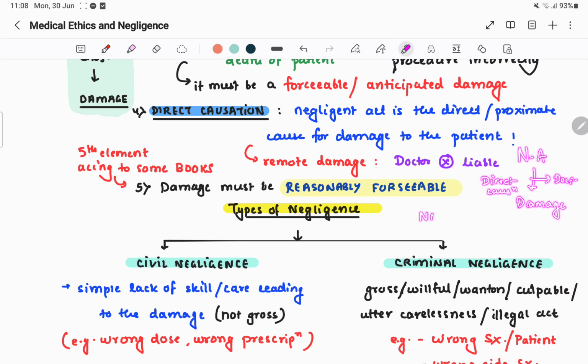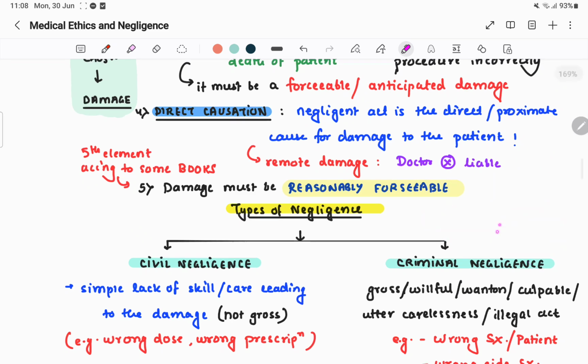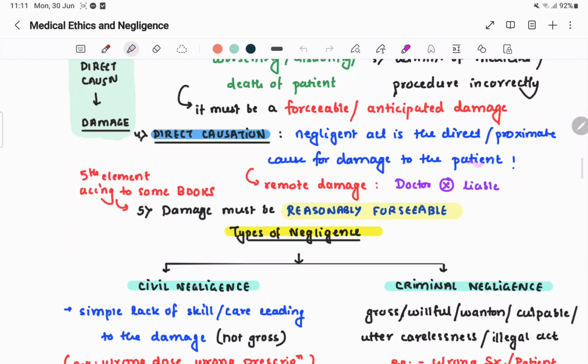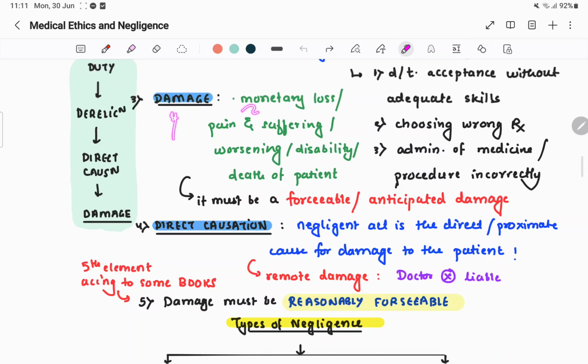Let's say a patient is there and the doctor has some negligent act, but not very serious. The patient again goes to another doctor and suffers the damage. So here your negligent act is not proximate to the damage, not next to the damage, and you are not responsible in this case. You can very well tell the patient to sue the other doctor because he was the proximate cause. So with direct causation the doctor will be liable for damage, and damage is monetary loss, pain or suffering, worsening or disability, or death of the patient.